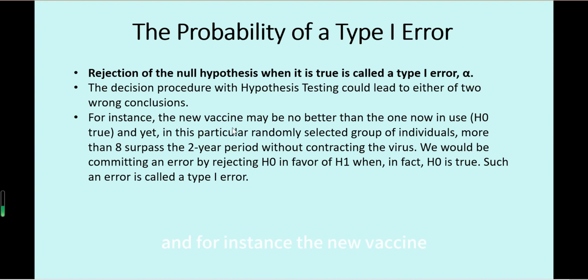For instance, the new vaccine may be no better than the one now in use. The one now in use is the hypothesis H0, and we test an alternative, H1, which is better than H0. We set the rule that if we get more than 8 surviving the 2-year period in the data, then we will reject H0. But actually H0 is true, and the new one is not better than the old one. So in this case, we commit a type 1 error.